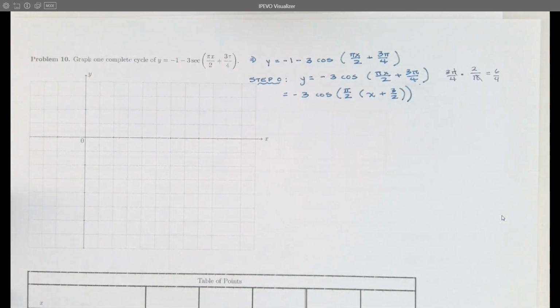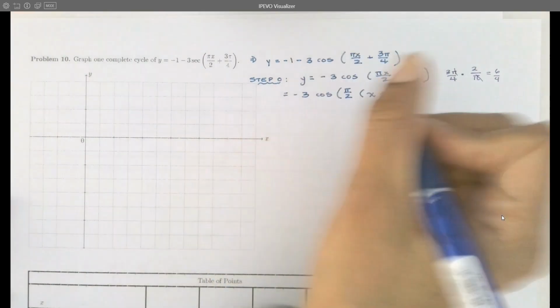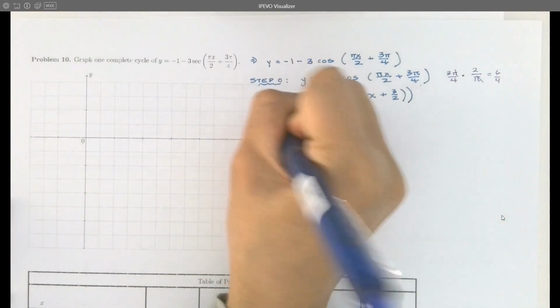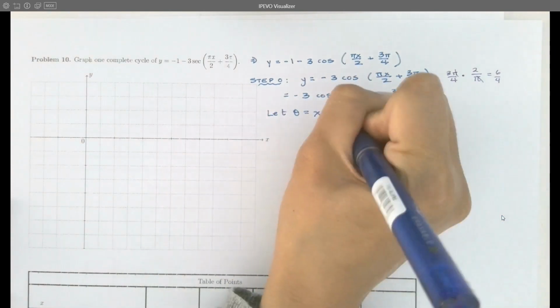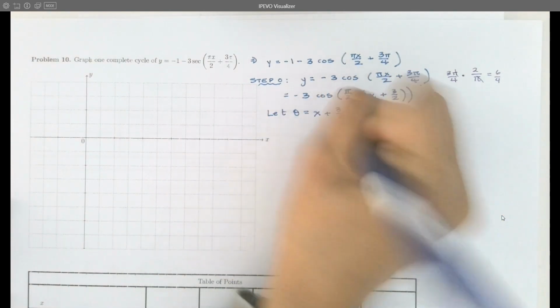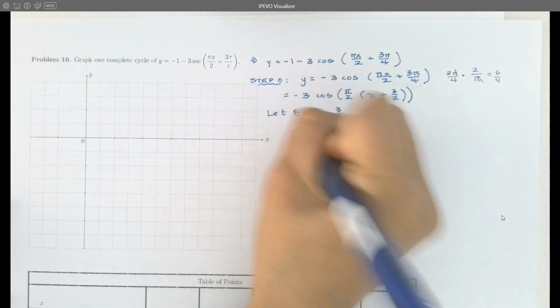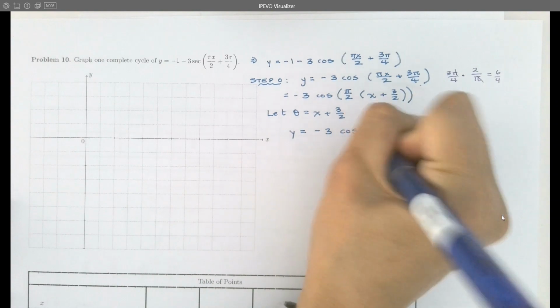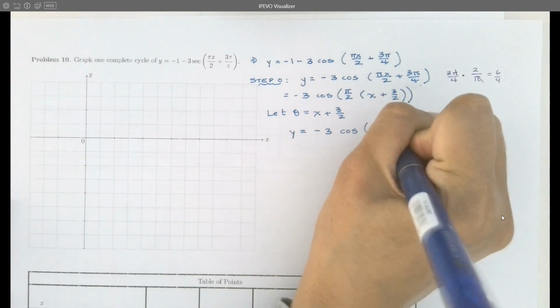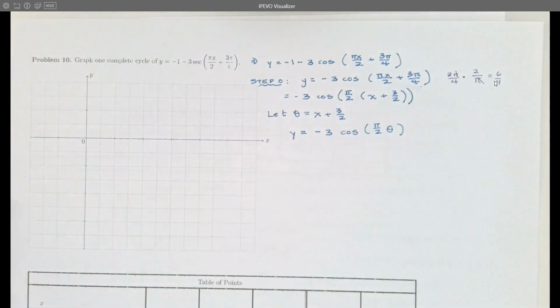Okay, and so now that we have that, we're ready to replace by theta. We're going to let theta be the x plus 3 over 2, and that gives us an equation that looks like y equals negative 3 times cosine of pi over 2 theta. We're now ready to consider the rest of the steps.